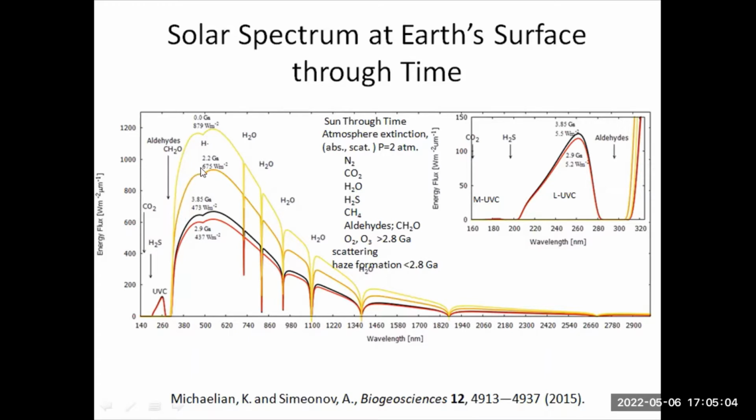And then as we go through time, we find the intensity in the visible increased until we arrive at today, which is the yellow line. These dips in the spectrum are related to the absorption of water in our atmosphere.